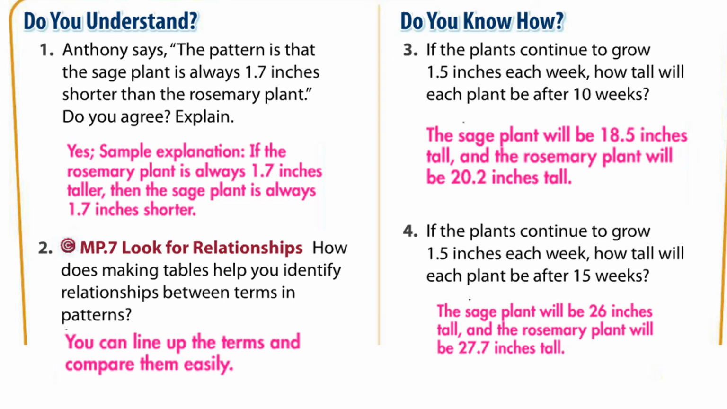After 15 weeks, also continue the pattern. Continue adding 1.5 to each week to get the next week. After 15 weeks will be 26 for sage and 27.7 for rosemary.